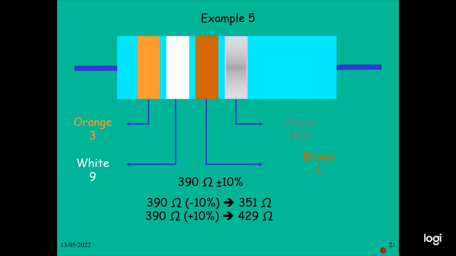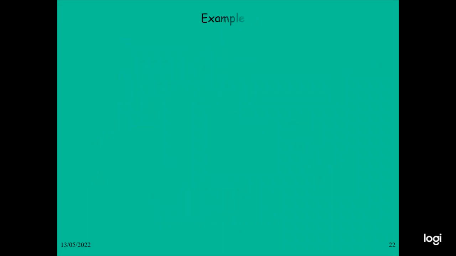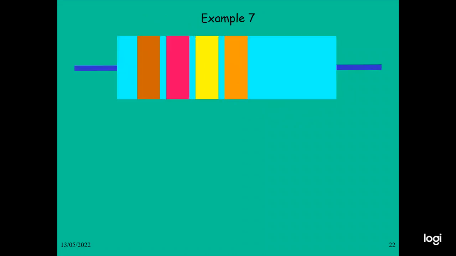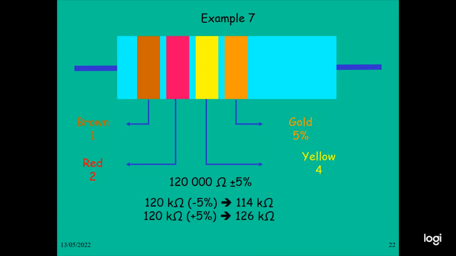So this is the way we read the diagram. For this example, the first one is brown, number 1. Second one is red, number 2. Third one is yellow, number 4. And the final one is gold. Gold is 5%. So this is 120,000 ohm, plus or minus 5%, and your body will be like this.